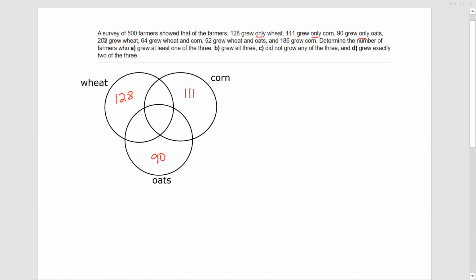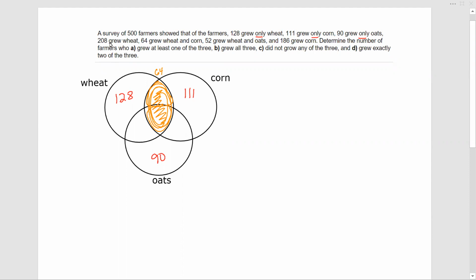Now looking at the next piece of information, it says 208 grew wheat. So that means total out of these four sections, 208 of those farmers grew wheat, whether they grew it with another crop or by itself. So I'm going to hold on to that information for just a second. Next, it says that 64 grew wheat and corn. So if we're talking about wheat and corn, that could be either in this section or in this section. So we know that it's 64 total that is in this area here. And I'll actually go ahead and shade it in.